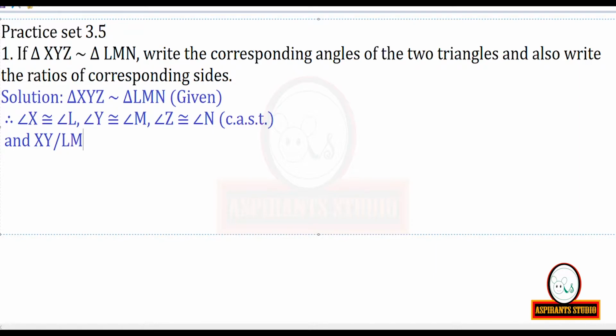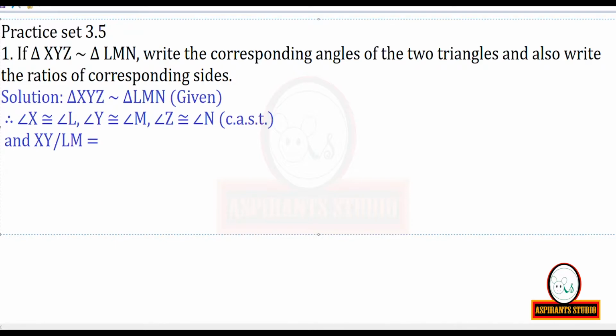Now coming to the ratios of corresponding sides. I told you that vertex X corresponds to L, vertex Y corresponds to M, and vertex Z corresponds to N. Accordingly you have to write the ratios of corresponding sides.